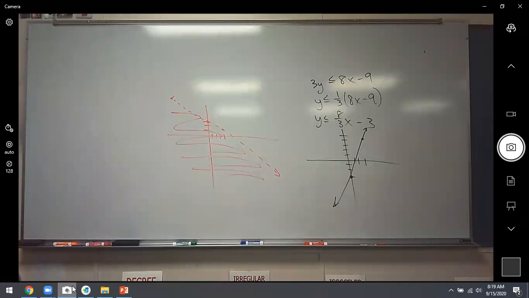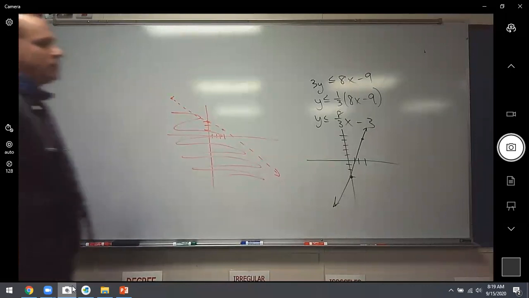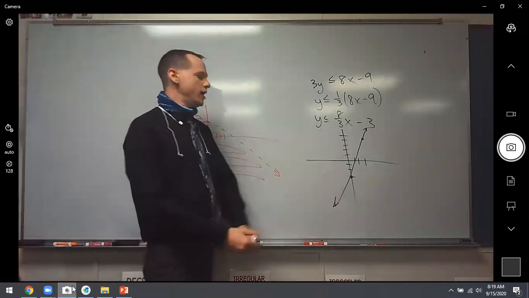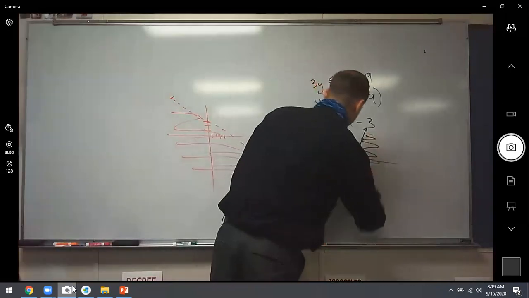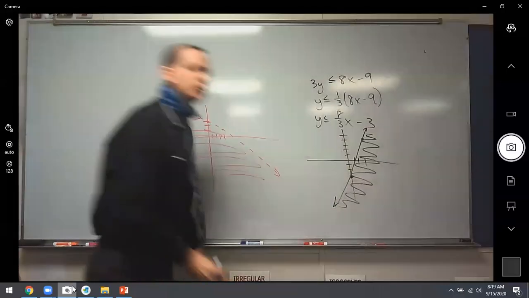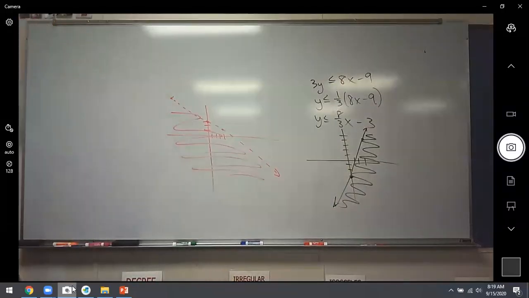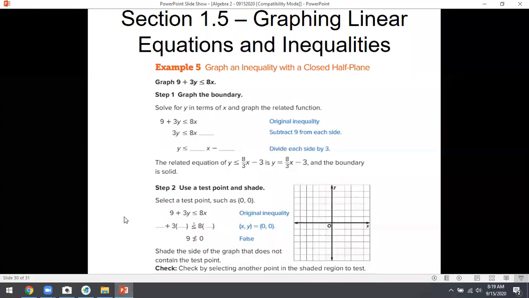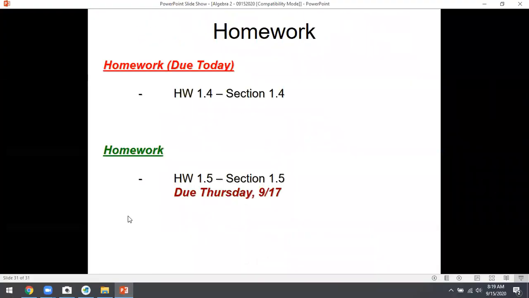So less than or equal to, where are you going to shade? Above or below? Below, yep, again. So this entire region in here with the boundary included, that solid line, is going to be your solution for that right there. All right. I think I've said enough. Would you agree? So you have your linear equations and linear inequalities to do.